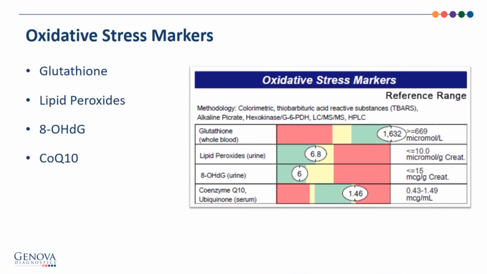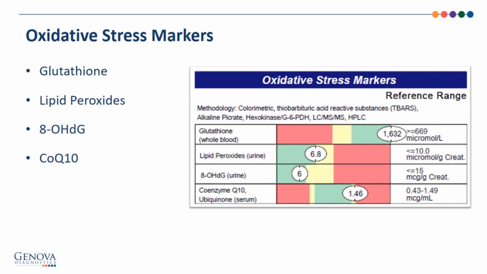Let's look at some of the oxidative stress markers from the NutrEval. You see glutathione at the top here at 1,632, a very strong antioxidant and phase 2 detoxifier. Lipid peroxides and 8-OHDG. Lipid peroxides from urine, as well as 8-OHDG from urine, are really important markers in the sense that they represent measurable oxidative stress damage when they're elevated.